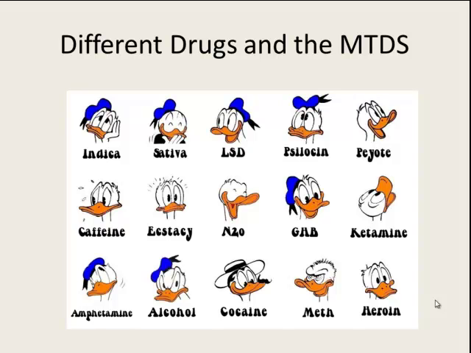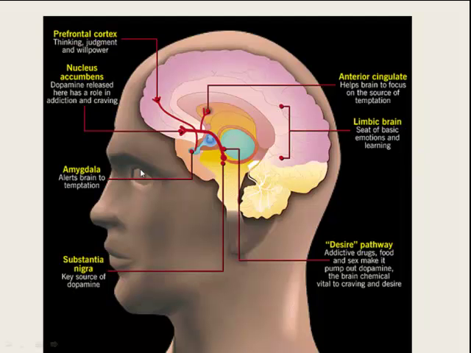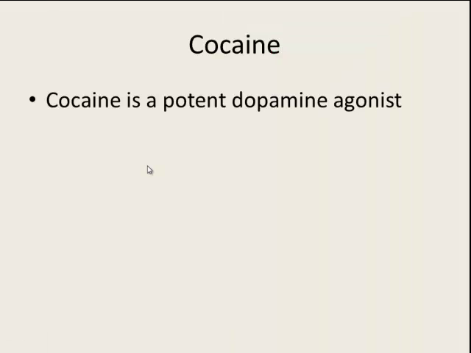But we're going to take a look at a few of the other drugs and a little bit more about the incentive sensitization theory of drug addiction. Well, these are just some of the areas that get involved in the action of drug addiction. We've talked about the nucleus accumbens, and here we are down in the brainstem, the substantia nigra, and the ventral tegmental area, but other areas like the prefrontal cortex and the amygdala also play a role. So let's look at a few types of drugs.